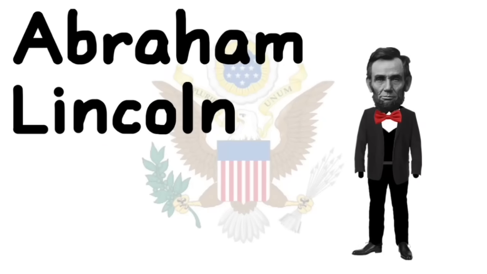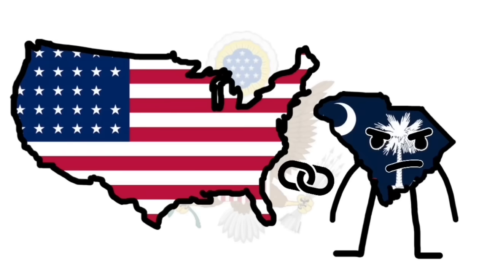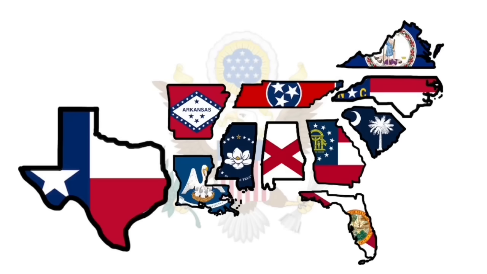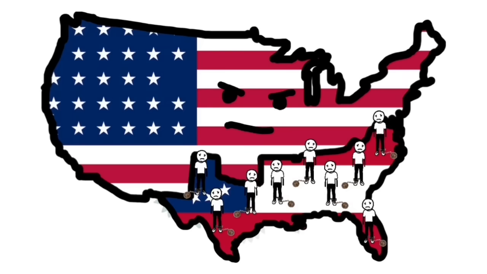On December 20th, 1860, in the aftermath of Abraham Lincoln's election to the presidency, South Carolina declared its secession from the Union. In the following months, 10 other southern states followed suit, and together they formed the Confederate States of America to protect slavery from the increasingly anti-slavery North.